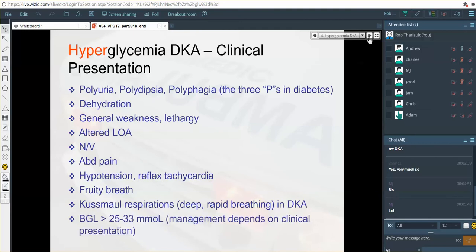So you can be in DKA with blood sugars as low as 8, 9, 10. And we see this in kids, but generally speaking, with adults, you and I typically encounter a full-blown hyperglycemic DKA with Kussmaul's with blood sugar levels that are reading high, so 33 or above. But just know that diabetic ketoacidosis can happen with much lower blood sugar levels. Now, it's normal to expect high blood sugar levels in non-diabetics after trauma, after seizures, after any sort of fight or flight response. That's a normal finding.